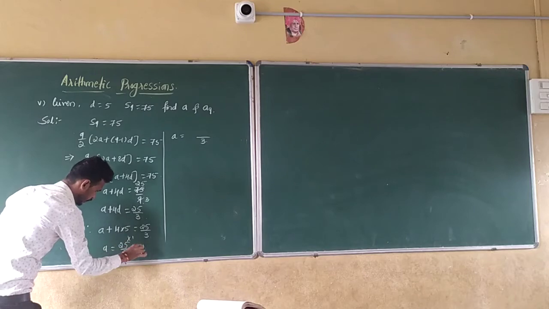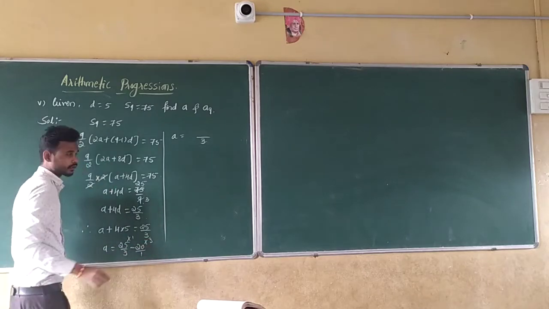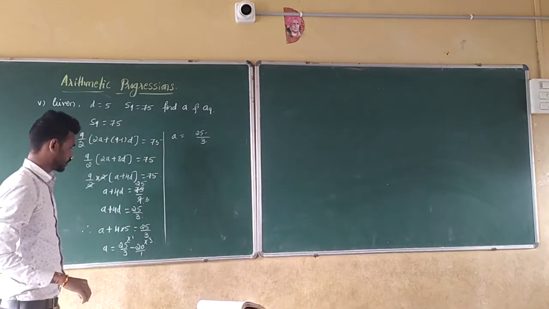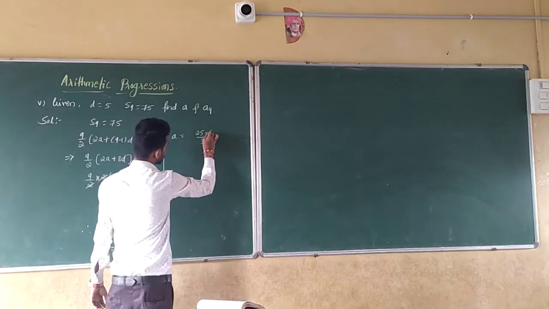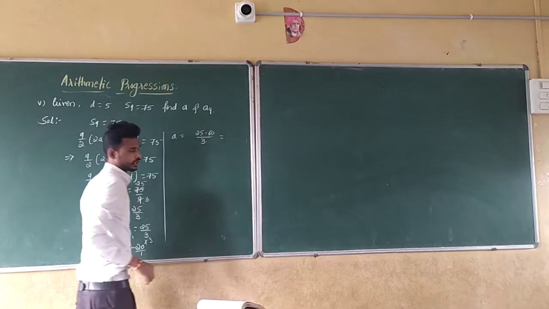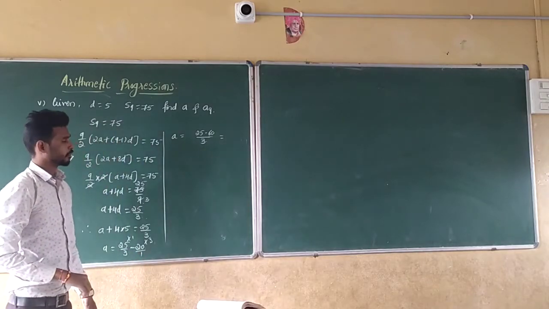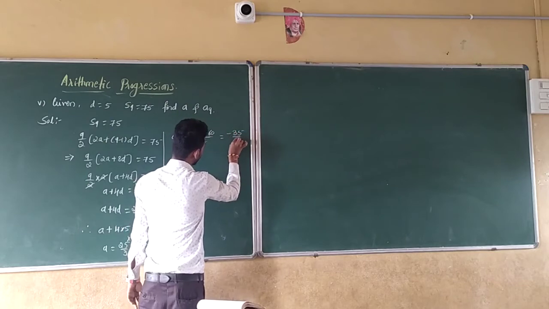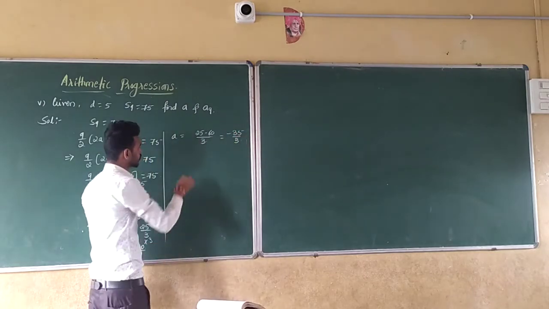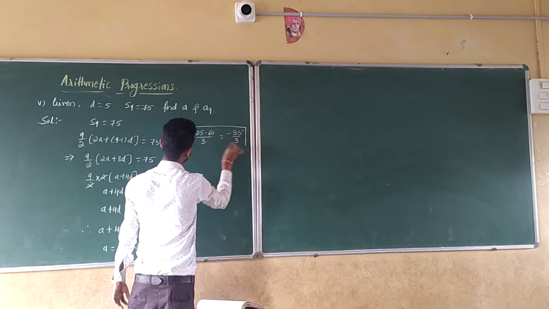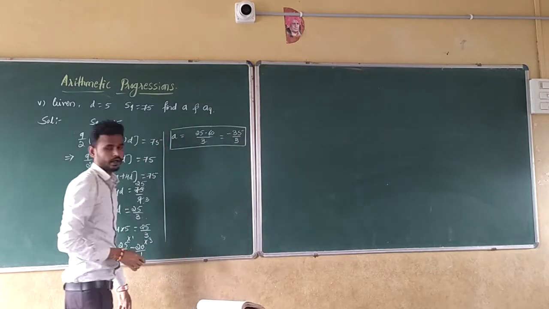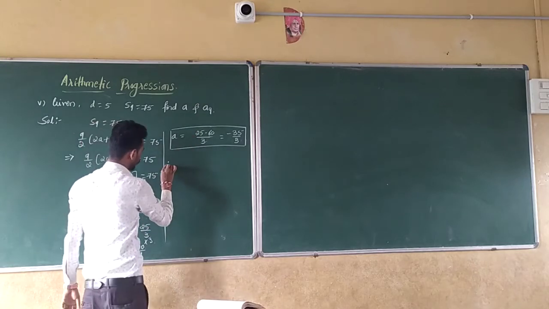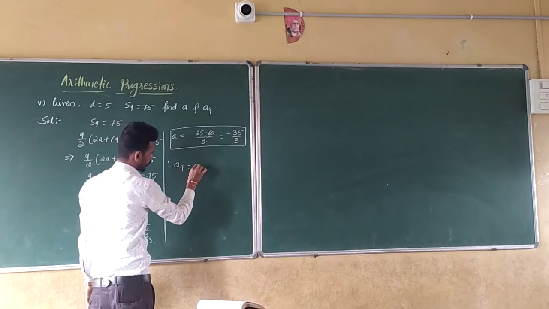So 3 1s are 3, 3 3s are 9, 25 minus 60. So what will we get as the answer now? 25 minus 60 is minus 35 by 3. So a value is minus 35 by 3. Now what do we need to find? A9.